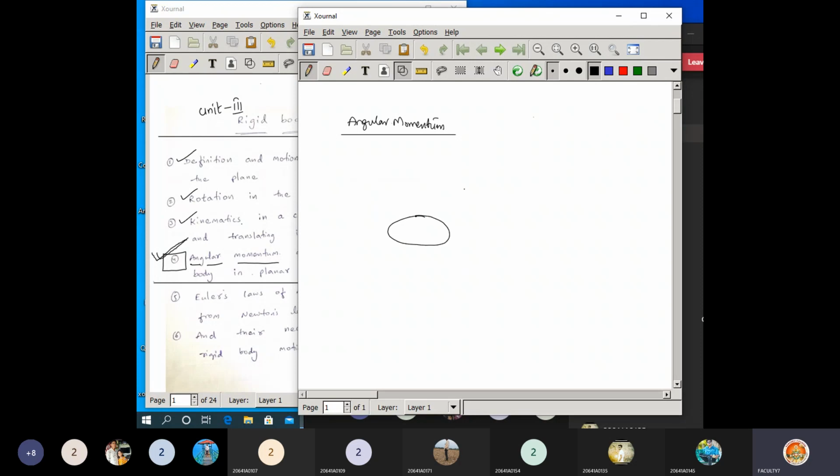So consider this as a circular disk. Now here, this is the center of the disk, and let us draw a line passing through this particular point. So here, this line is known as the axis of rotation. So this disk is going to rotate, okay, about this particular axis. Now, depending on this, we are going to get the explanation of this topic, angular momentum. We need to find what is the angular momentum.